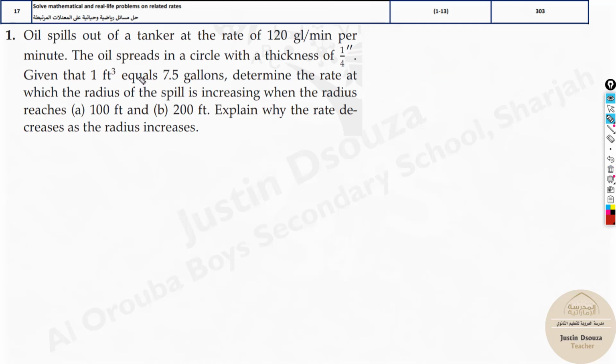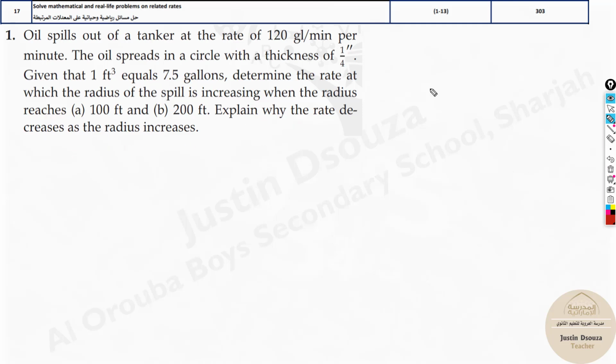A height of 5 feet 11 inches can be denoted like this. Now, given that 1 feet cube equals 7.5 gallons, determine the rate at which the radius of the spill increases when the radius reaches 100 feet and 200 feet. Explain why the rate decreases as radius increases. Now, this one is very simple. I'll just explain you why this does.